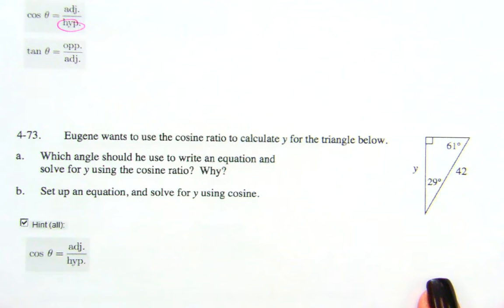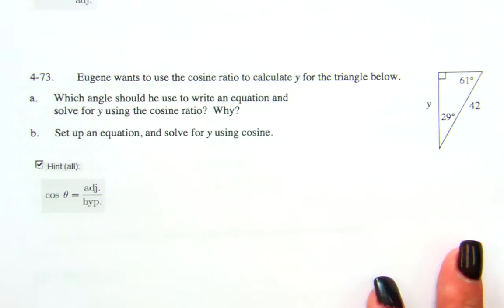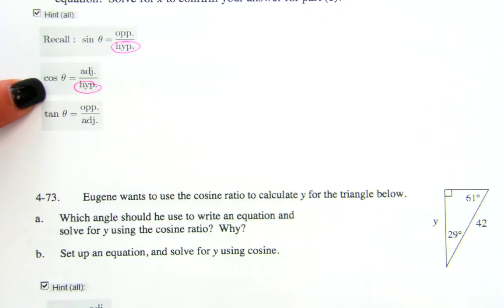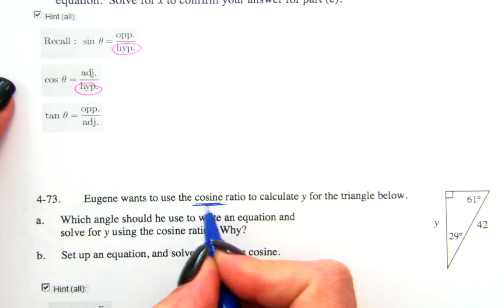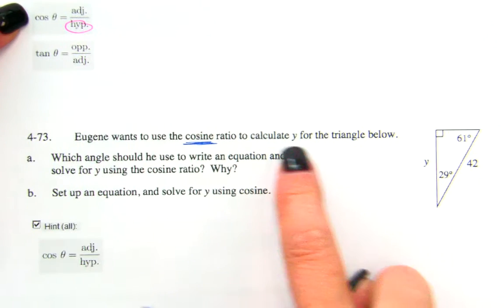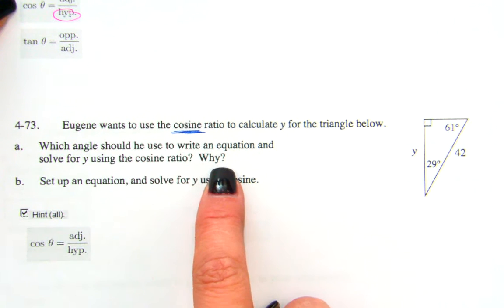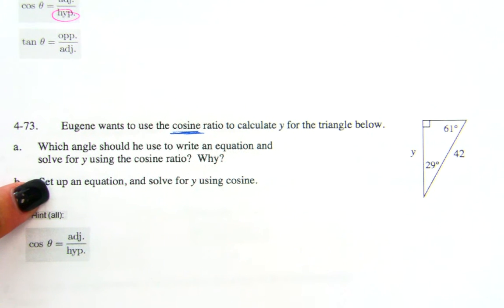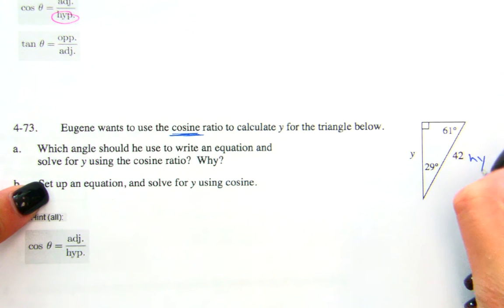Okay, 73. Eugene wants to use cosine. So again, cosine was the adjacent over hypotenuse, right? He wants to use cosine, and to calculate y for the triangle below, which angle should he use to write the equation solving for y? Let's label the hypotenuse first, because that should probably help out. So 90 degrees, we look across, here's your hypotenuse.